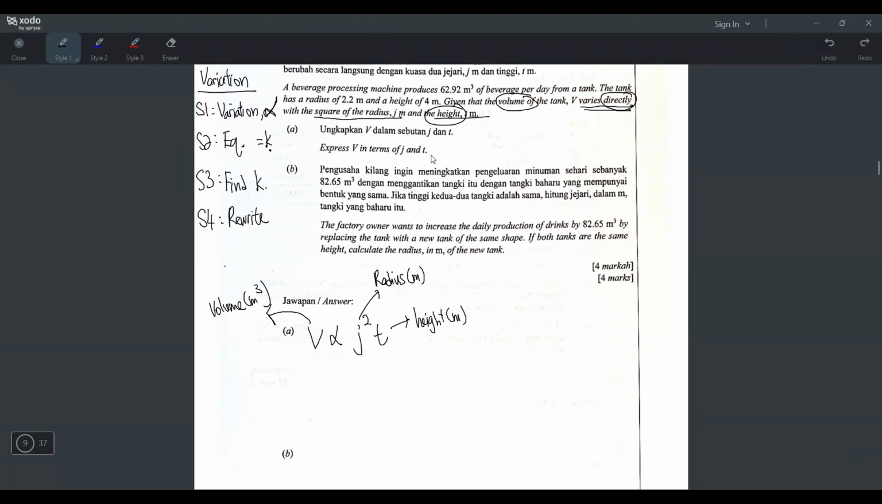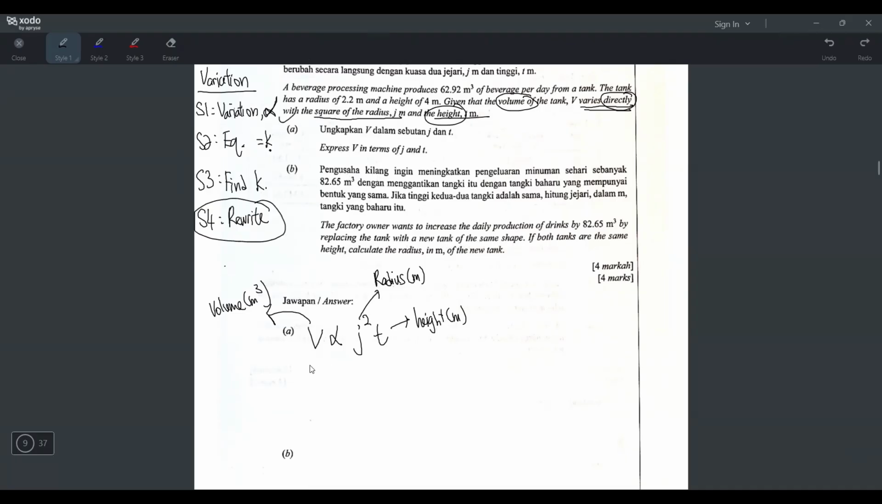Express V in terms of J and T. This is not the answer. If they say V in terms of J and T, it means it has to be V equals. It has to be V equals. So you have to do step 1, step 2, step 3, step 4. Then only you get the answer. So now you only finish step 1.